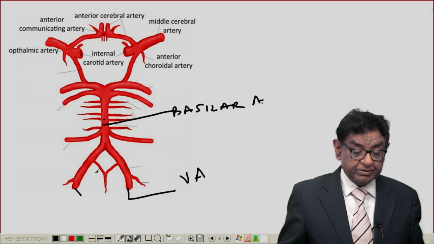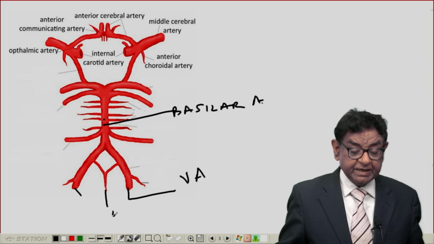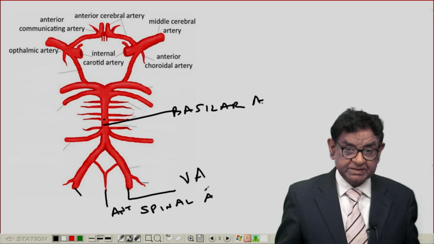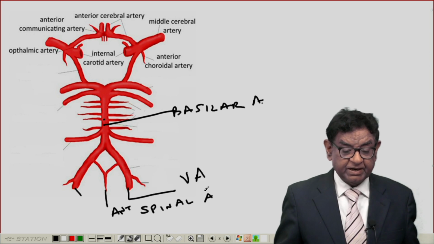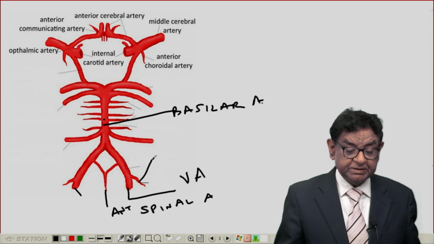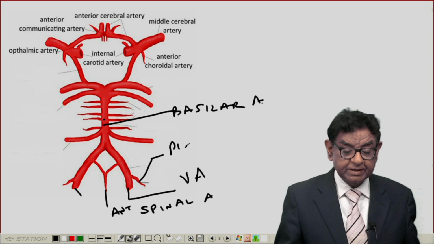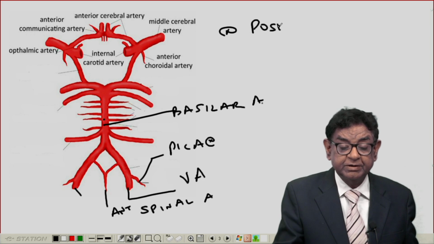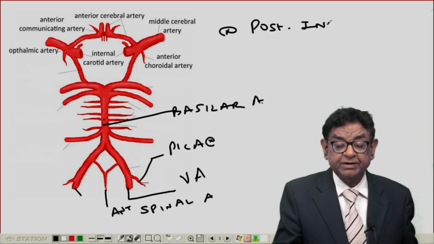Now this is the anterior spinal artery, which arises from the two vertebral arteries. They unite to make a single anterior spinal artery, and this is the PICA. PICA stands for posterior inferior cerebellar artery.